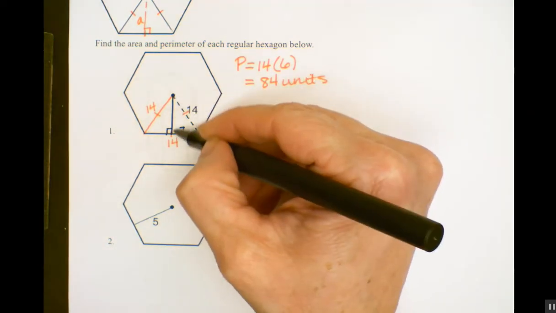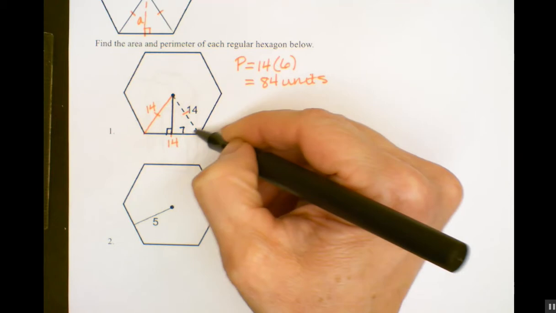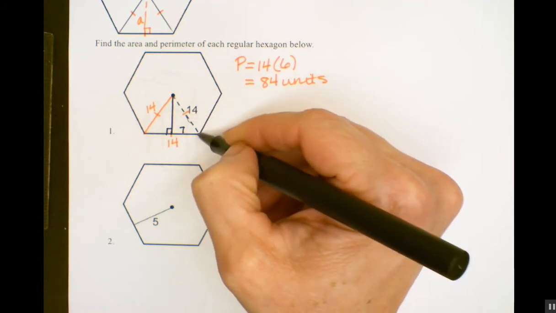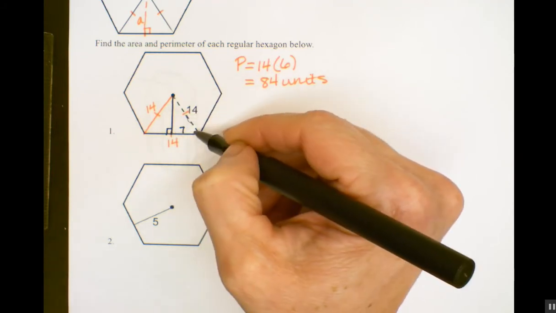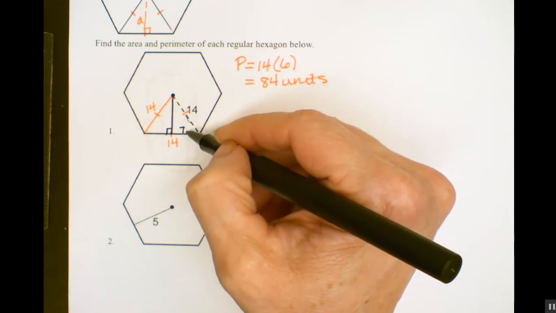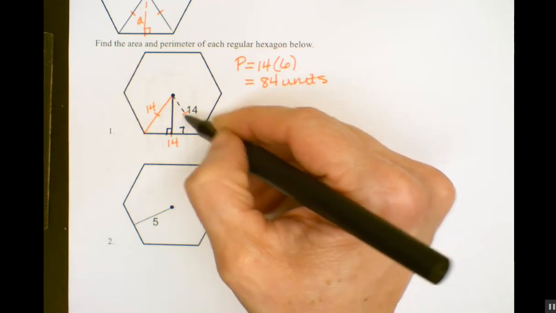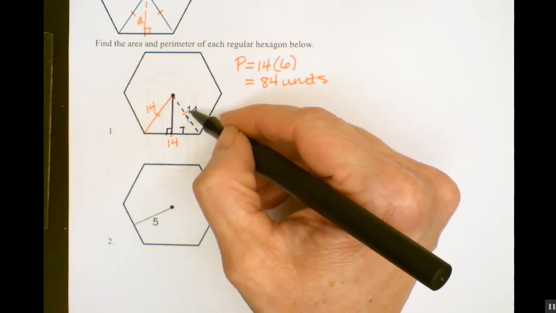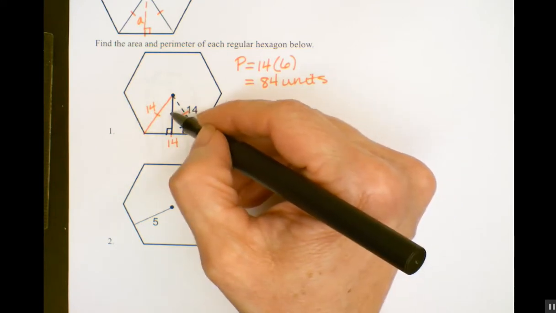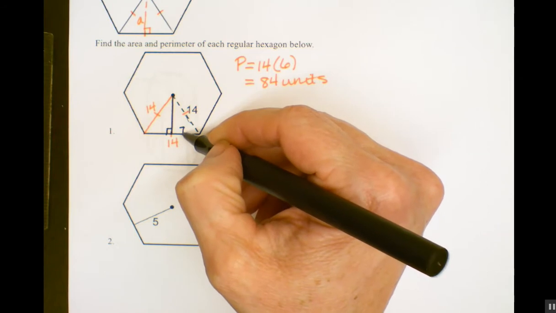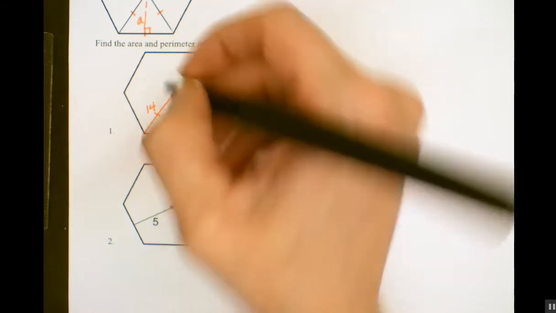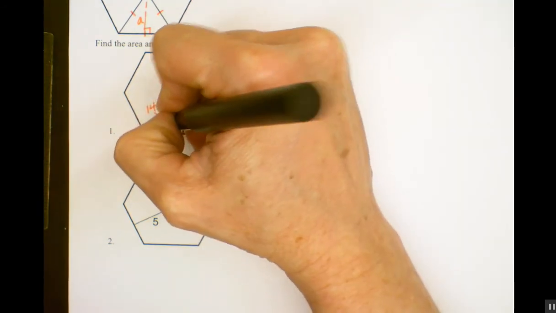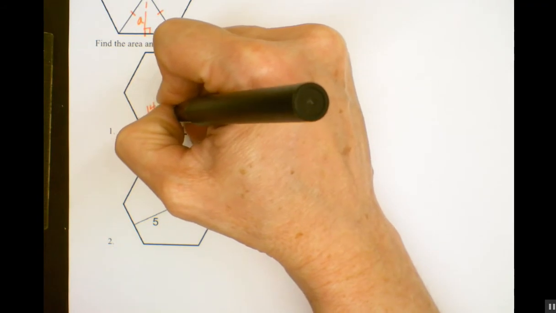But consider for a moment this right triangle on the right side. It has a hypotenuse of 14 and one leg 7 units long, which is half of 14. You should recognize this as a 30, 60, 90 triangle, where the short leg is half of the hypotenuse, and where the longer leg is found by taking the shorter leg's length times the square root of 3. So this distance for the apothem will be 7 square root 3.